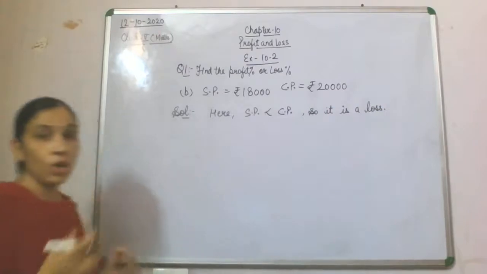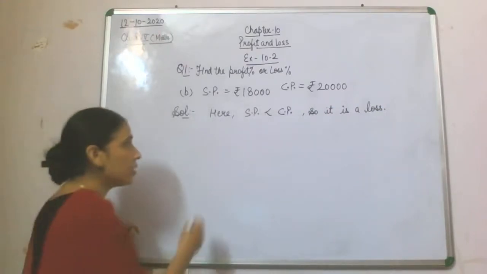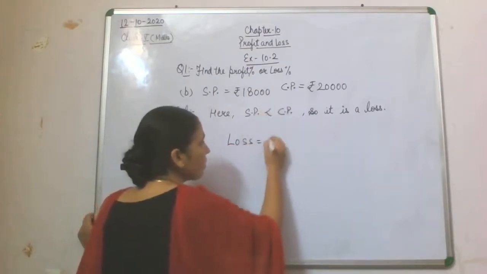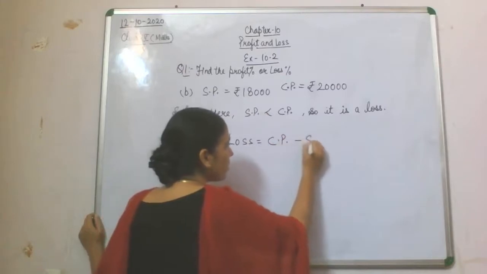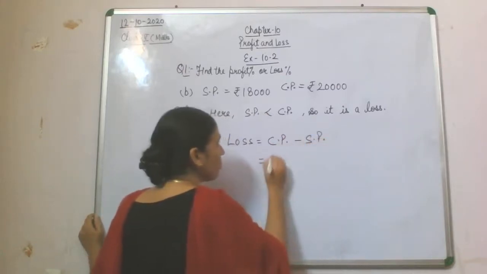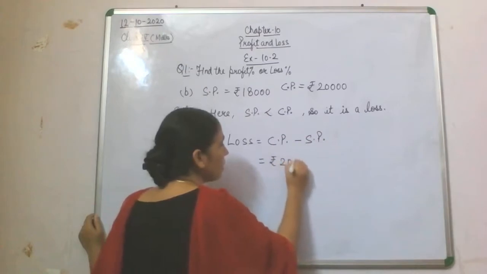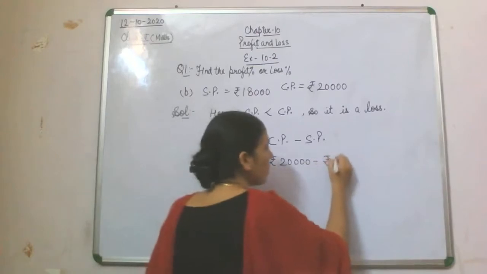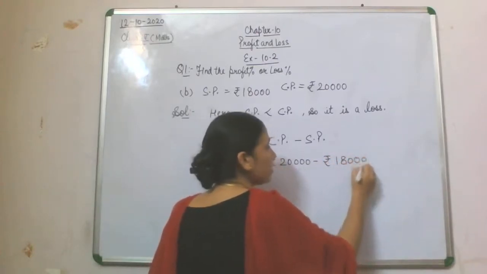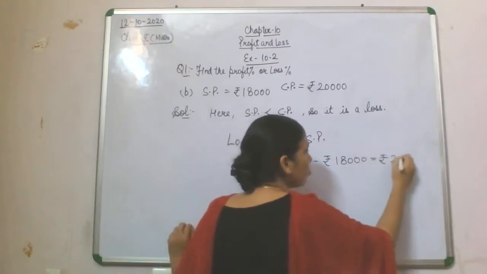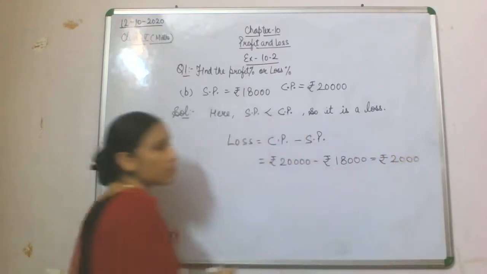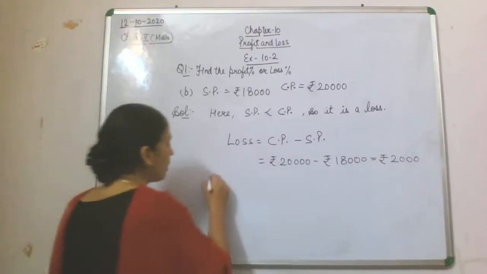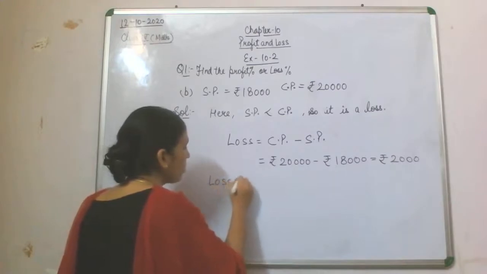So if we are getting a loss, then we have to calculate that loss. So now loss is equal to cost price minus selling price. So what we will do, rupees 20,000, from 20,000 we will be subtracting 18,000, and what we are getting, rupees 2,000 is the loss. Rupees 2,000 is the loss. Now what next? Next we are going to find loss percent.